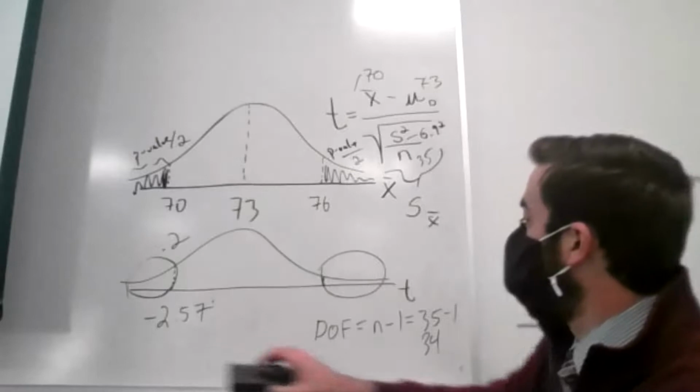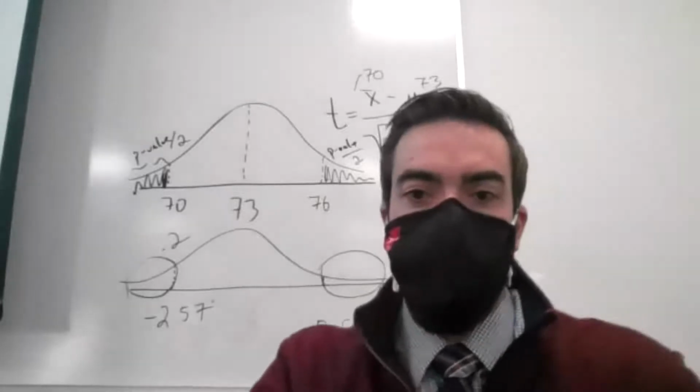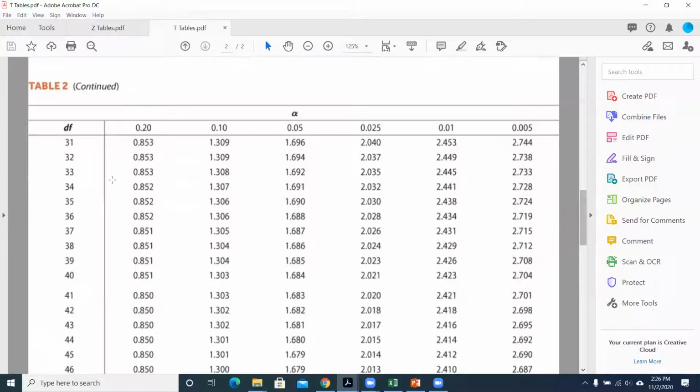So I've got degrees of freedom 34, and a test statistic of negative 2.57. So I go down here, degrees of freedom 34. Well, my test statistic isn't up here. I don't see a 2.57. But I know 2.57 is in between these two values. The area to the left of negative 2.44 would be 0.01, and the area to the left of negative 2.728 would be 0.005. So I know the area to the left of negative 2.57 is somewhere in between those two.